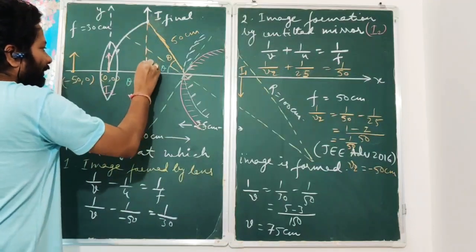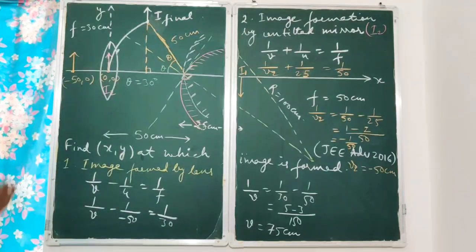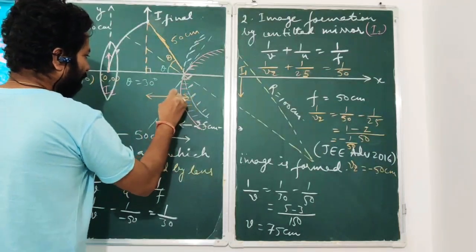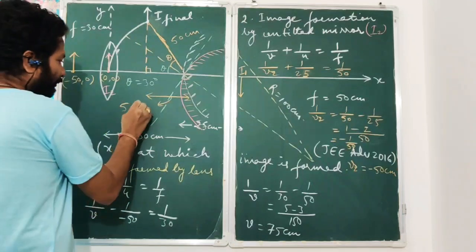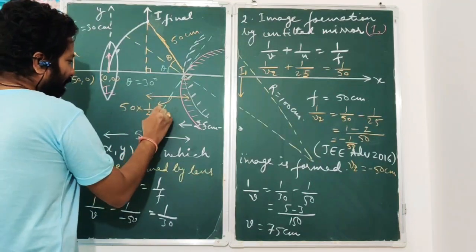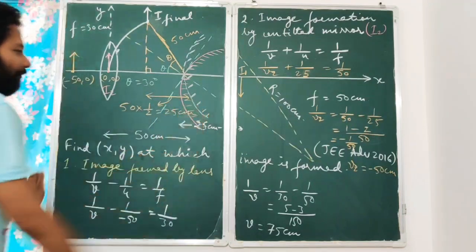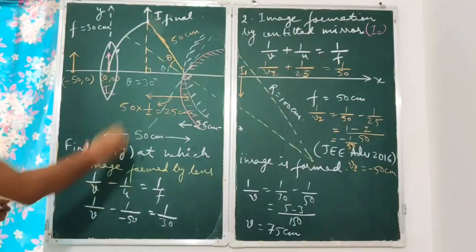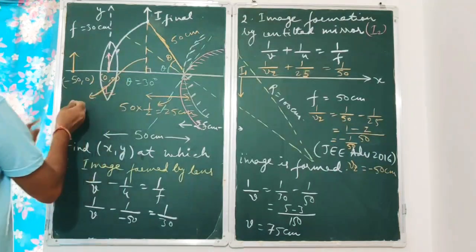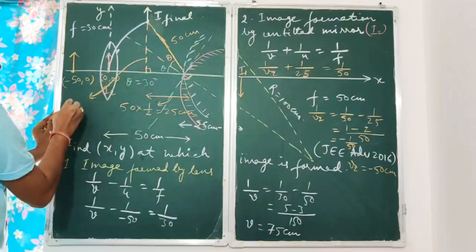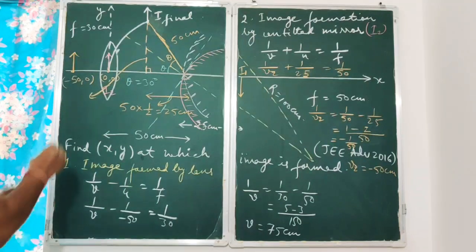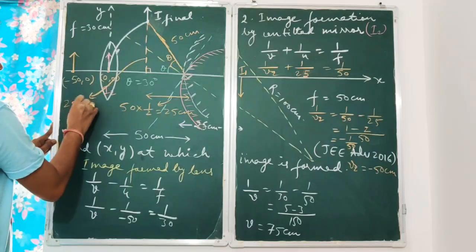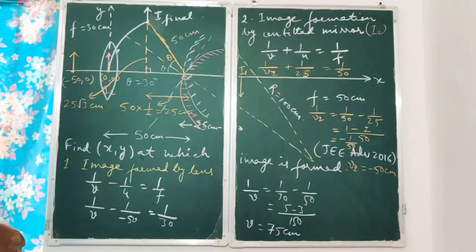Drop a perpendicular here. So what will be this length? This will become 50 cos of 60 degrees. Cos of 60 is half. So 50 into half, that means 25 centimeter. What about this distance? This will be 50 sine of 60. Sine of 60 is root 3 by 2. So that will become 25 root 3 centimeter.